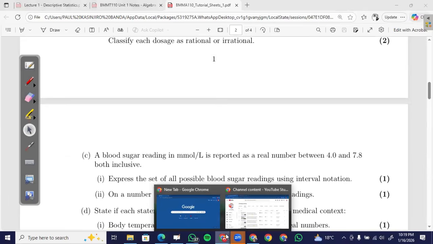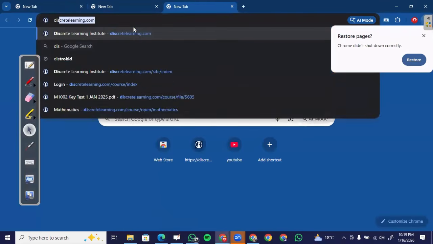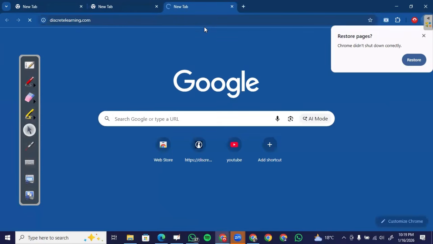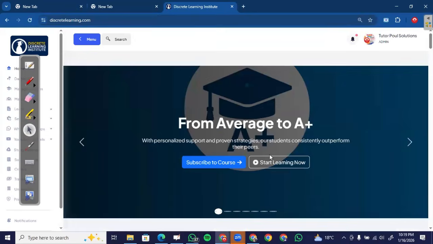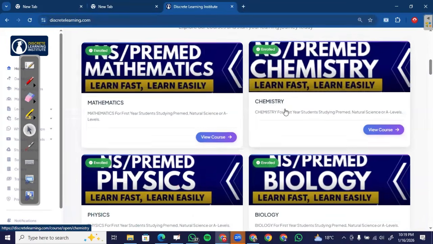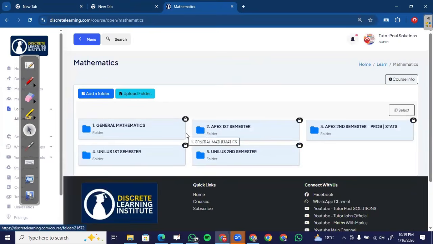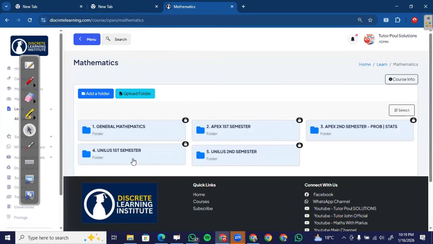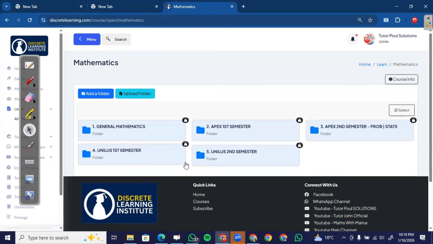For those who do not know the website, let me show you. You just go to Chrome and search discretelearning.com and then you go to the website. If you don't have an account, you just create one. When you come here, you're going to see the courses that we offer: math, chemistry, physics, biology. If I open this math course, there are different folders. If you're from Unilus, there's semester 1 and semester 2. If you're from Apex, there's semester 1 and semester 2 again. Depending on the semester where you are, you go in that folder.